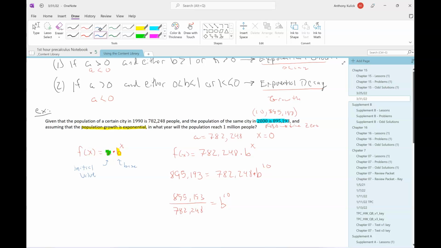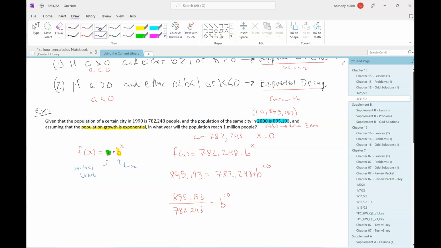A log would be if the variable was in the exponent, right? Where is the variable though in this problem? It's the base of the exponential, right? So if you had 10 to the b, that's a log problem. B to the 10th is not a log problem.